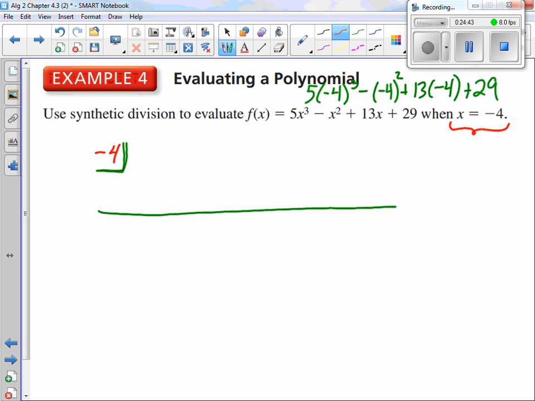Now what are the numbers going across the top? 5. Since we have 3, 2, 1 number, we're good. 5, since there's not a number written in front of x squared, it's just minus x squared, it would be negative 1, 13, and 29. What do we do next?